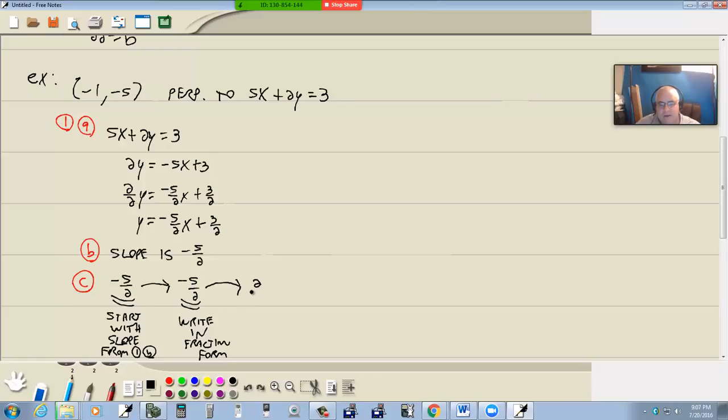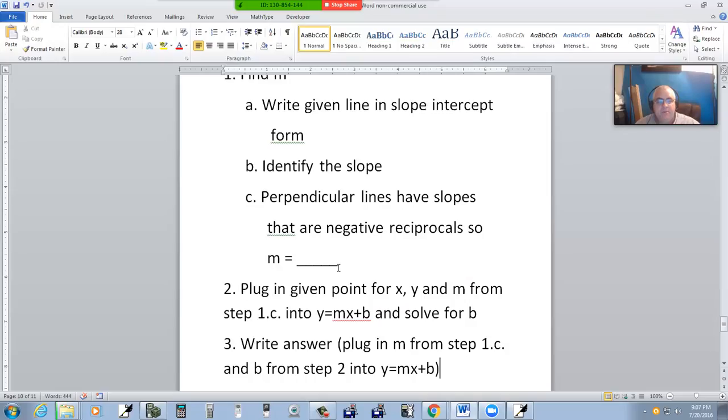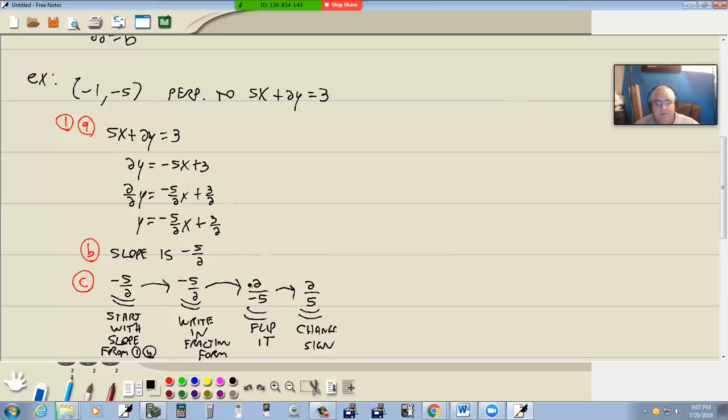And then we're going to flip it. The top goes to the bottom, bottom goes to the top. This is the reciprocal part. Reciprocal means fraction flipped. And then we're going to change its sign. So it goes from a negative 2/5 to a positive 2/5. Negative reciprocal means you flip the fraction, change its sign. So the m we're trying to find is going to be 2/5.